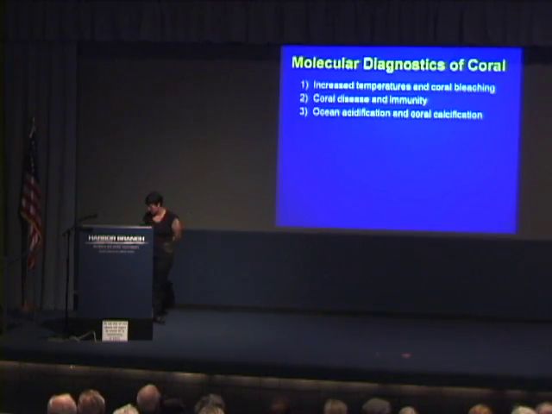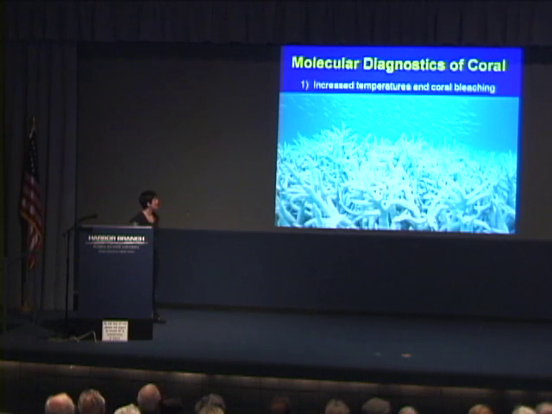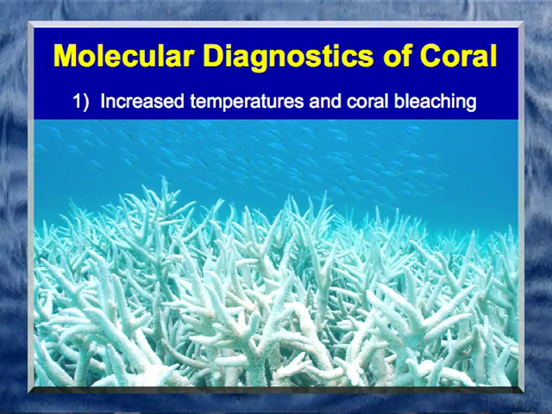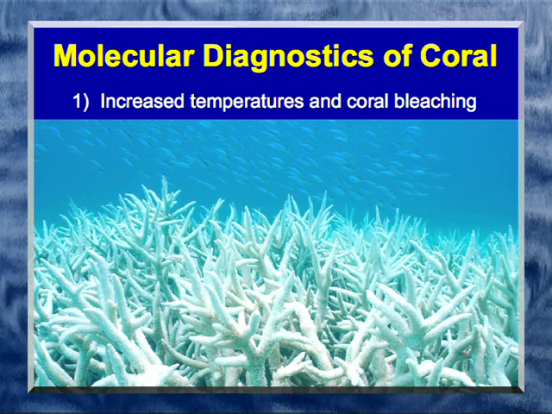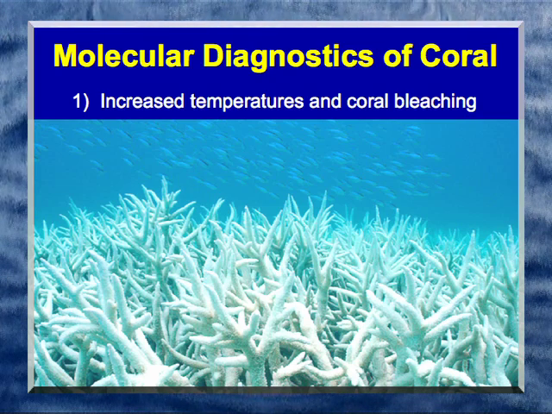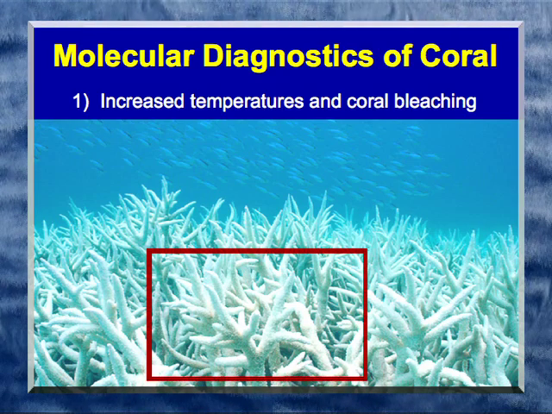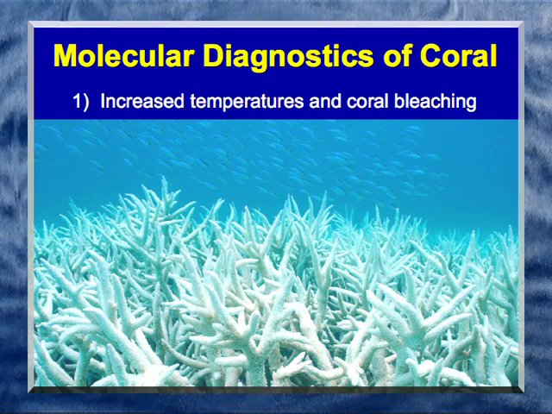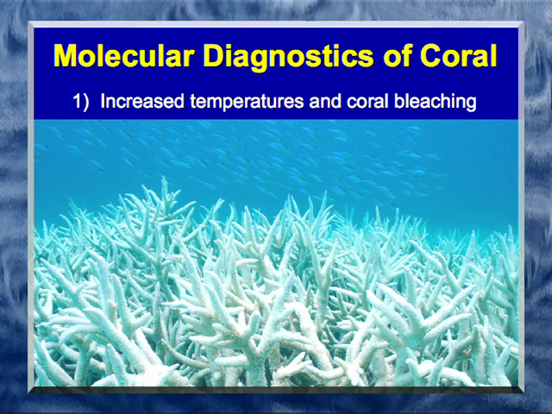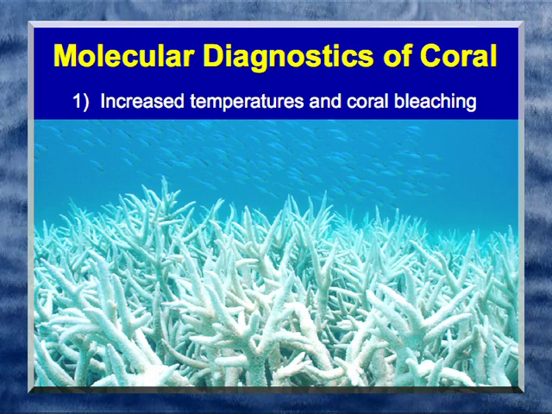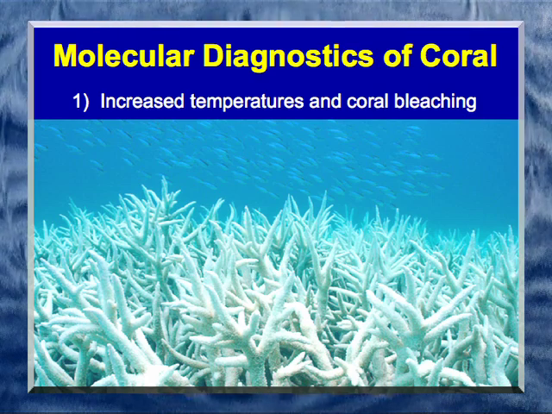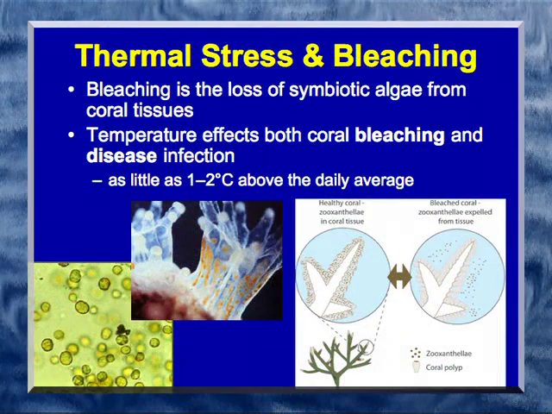So as I mentioned, the three things for the rest of the lecture that I'm going to talk about are temperature, disease, and ocean acidification. And we're going to start with looking at increased temperatures and coral bleaching. And this is a field of bleached coral, and it may look awfully pretty, but it's not very healthy. The coral is likely going to die because you can see a little bit of the brown coloration in the tissues here, but all of this white part is where the coral has bleached, and you're seeing the skeleton through the bleached tissue.